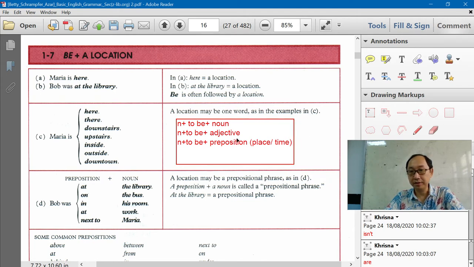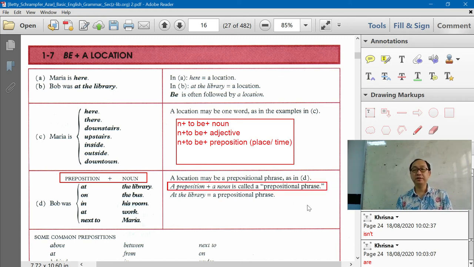So we'll write that here. Preposition plus noun, or prepositional phrase. Yeah, I'll write it here. So remember, prepositional phrase or PP. Okay, so at the library: at is a preposition, library is a noun. So the combination becomes at the library, a prepositional phrase. Okay, so at the library, on the bus, in his room, at work or next to Maria, so you can follow me. You can say after me.